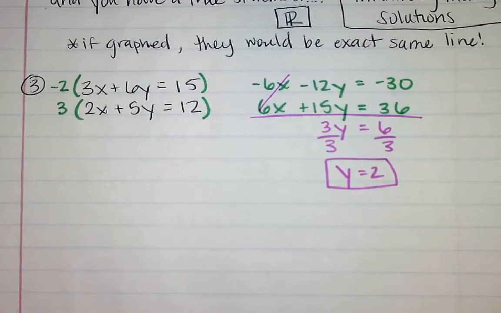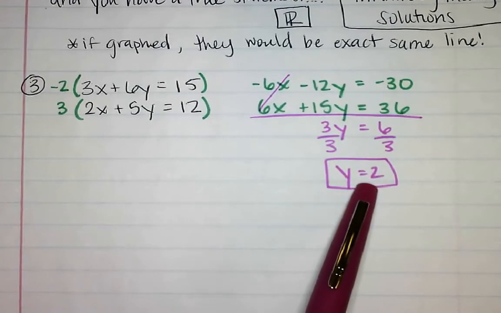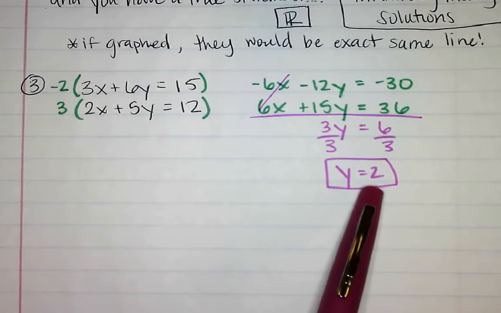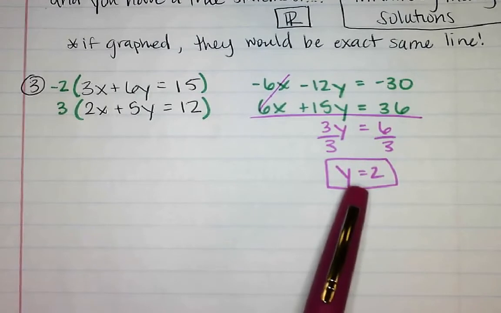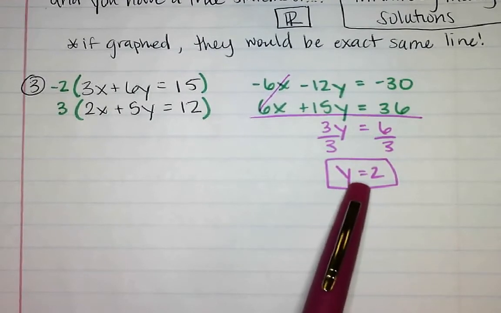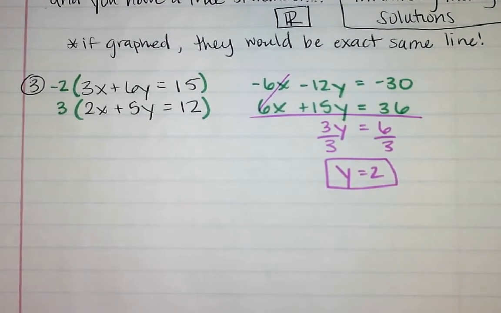Spoiler, if you guys are doing this on multiple choice problems and you find one of your values, that means you can immediately go to all your answers, and anything that doesn't have a 2 in the y is not the correct answer. So you could eliminate some of your answer choices right away by just knowing at least one of your values. Does that make sense, guys? Okay, now that we know this value, what are we going to do?